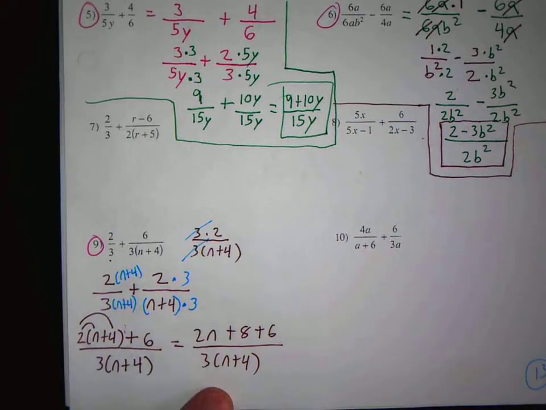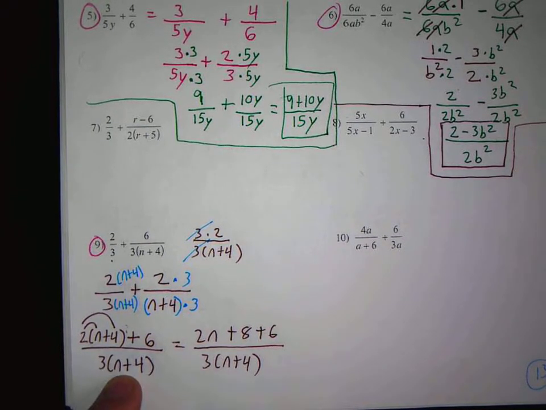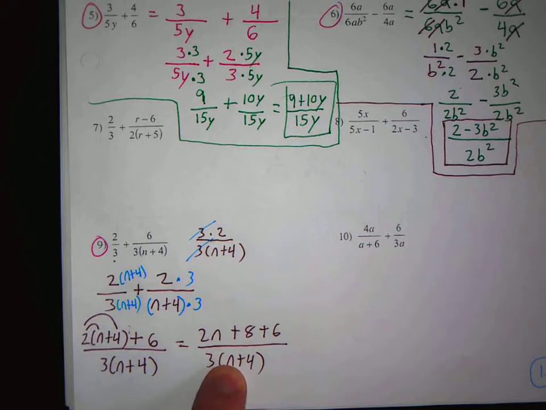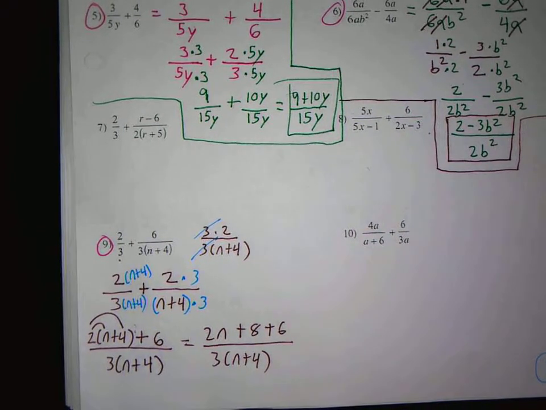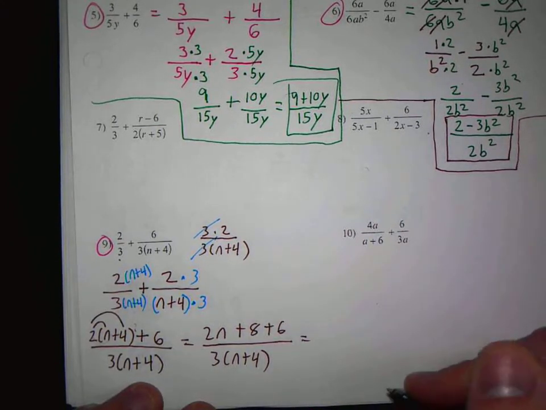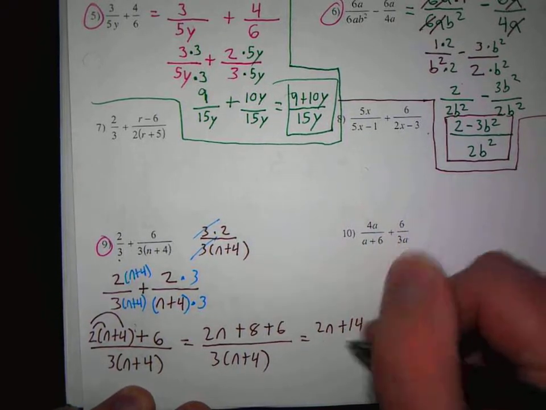Now the denominator you never distribute. You just leave it like that. Okay? But if you want to distribute, you can. Sometimes on the AccuPlacer, they'll write that as 3n plus 12. I personally think it looks better like this. Okay? Now anything combined? 2n plus 8 plus 6? 8 and 6, which makes 14.